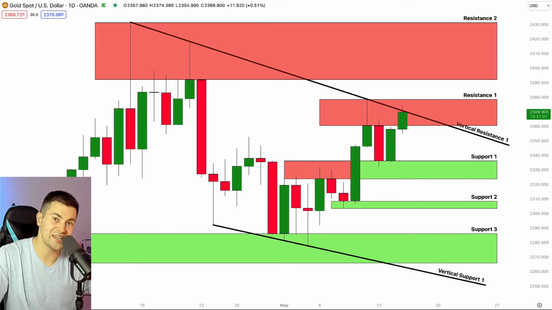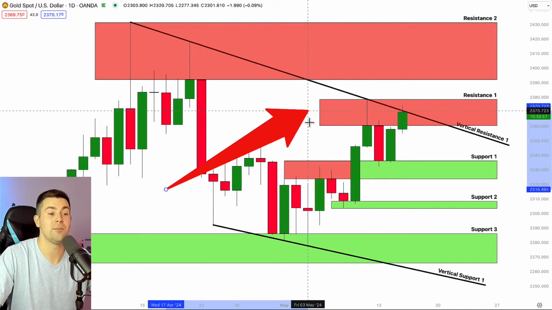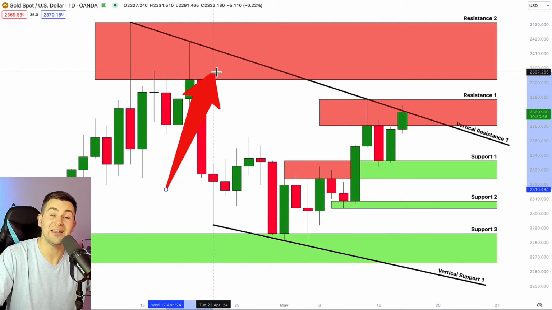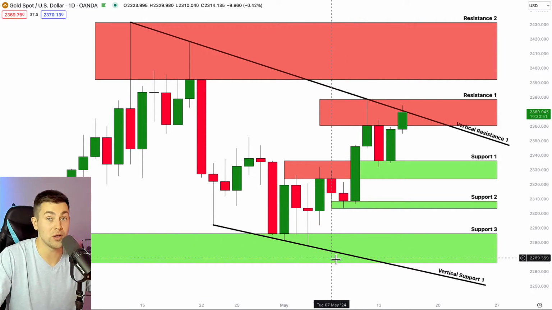You can see that on a daily time frame I underlined important horizontal resistances, important horizontal supports, and vertical structures, vertical resistance and key vertical support. From structure supports, we will look for buying opportunities, and from the resistances, we will look for selling.